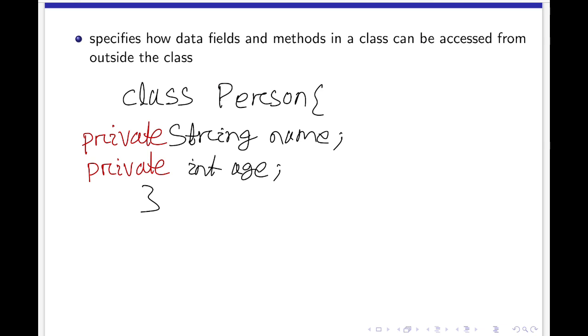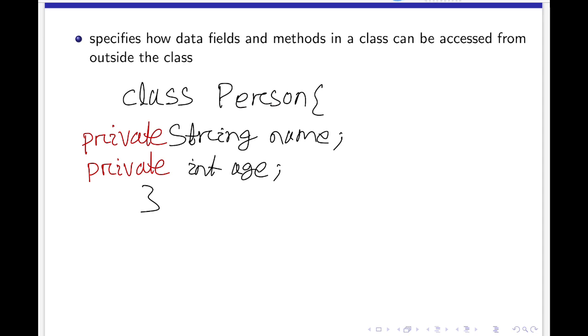So there is no restriction about access inside the class. Inside the class we can access each data member, that means we can access each data field and we can also access the methods. But if we write private, that means these members cannot be accessed from outside the class Person.